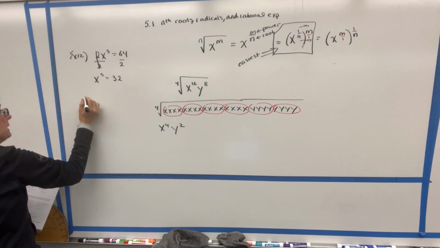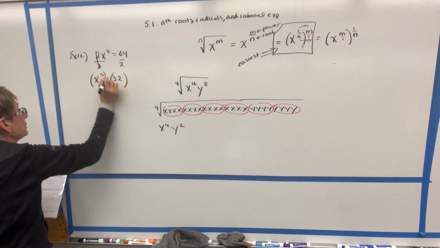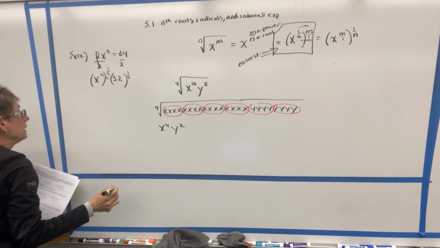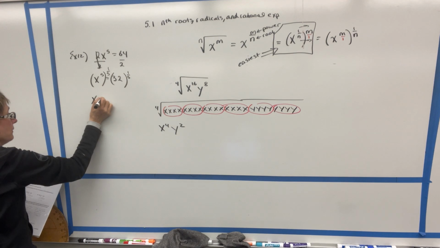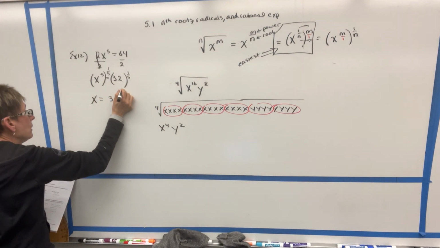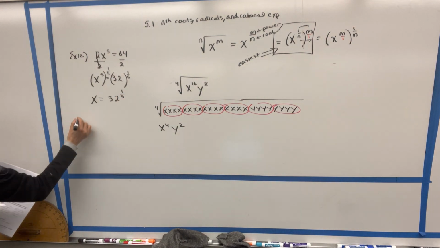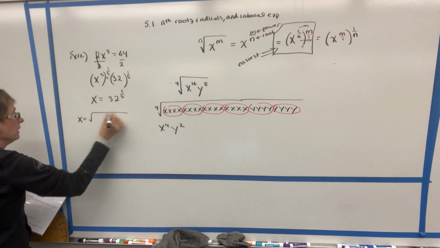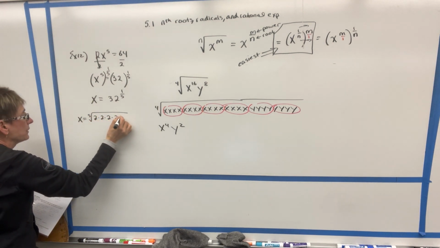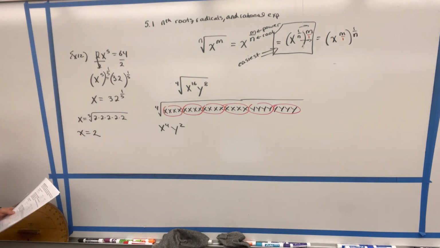Now the next step would be to raise both sides to the 1/5 power. The reason is that makes the exponent on the x become 1. So now I'm just looking for the 5th root of 32. And that is asking me what number would I multiply 5 times to make 32? And the answer would be 2.